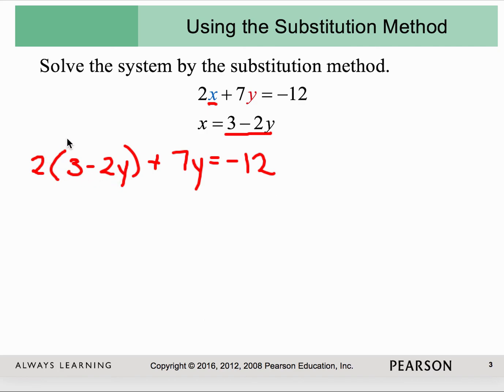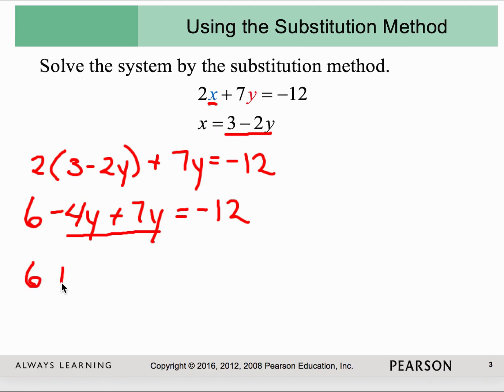Okay, distribute to get rid of those parentheses. So 6 minus 4y plus 7y equals negative 12. Now we're back to just solving a regular linear equation with one variable. Simplify each side, do any math you can do, combine like terms.